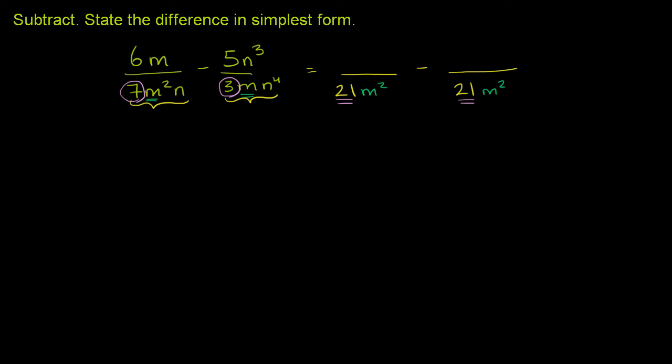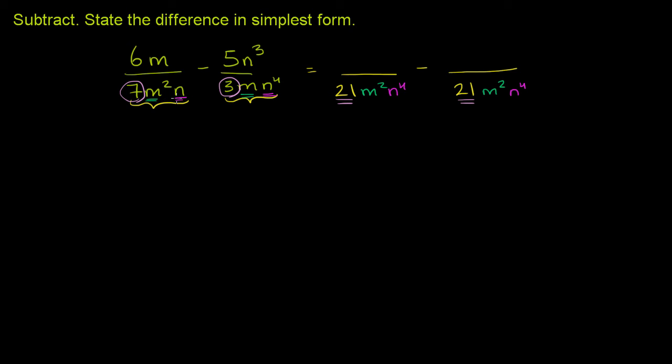Now let's look at the n terms. It has to be divisible by n, and it also has to be divisible by n to the fourth. Well, if we're divisible by n to the fourth, we're definitely divisible by n, because n is one of the factors of n to the fourth. So we have to be divisible by n to the fourth. So that's our common denominator. We're definitely divisible by 7m squared n, and definitely divisible by 3mn to the fourth.